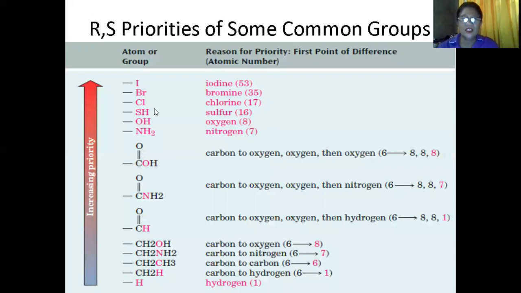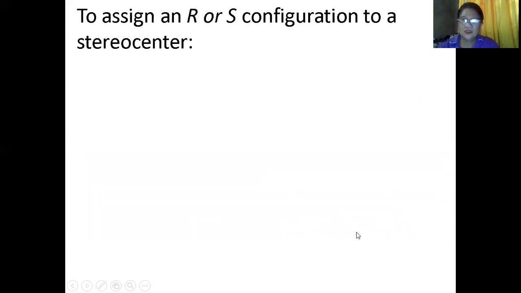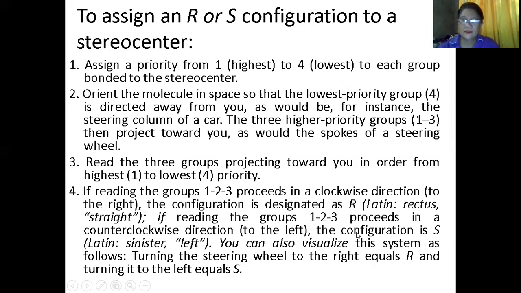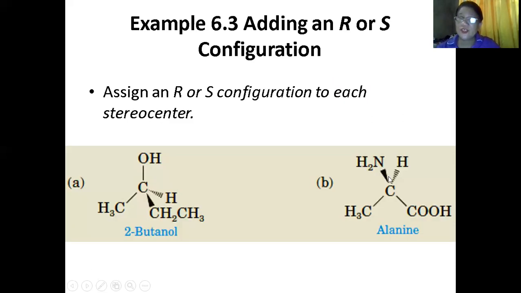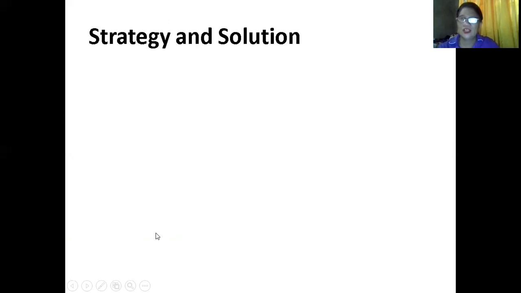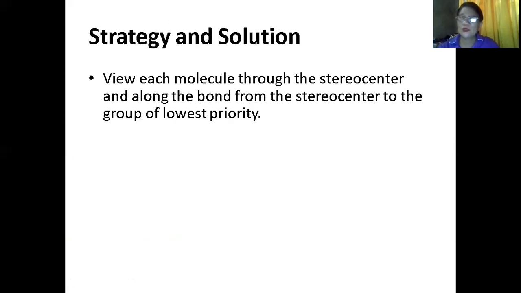Therefore, the priority is it starts with this 1, then 2 and 3. Okay. Now, this is 1. This is 2 and 3. That's alanine and this is butanol. So let us look into the strategy.